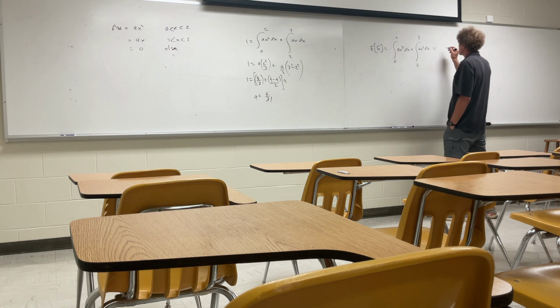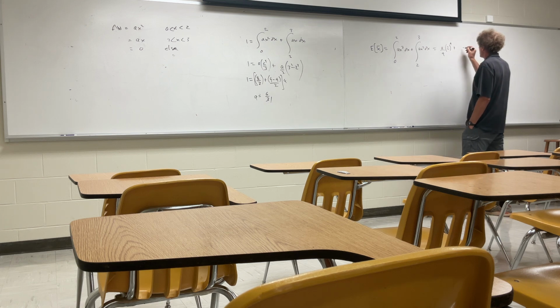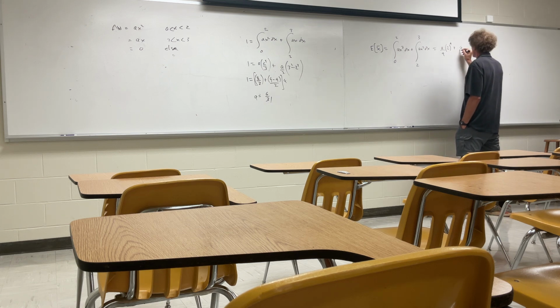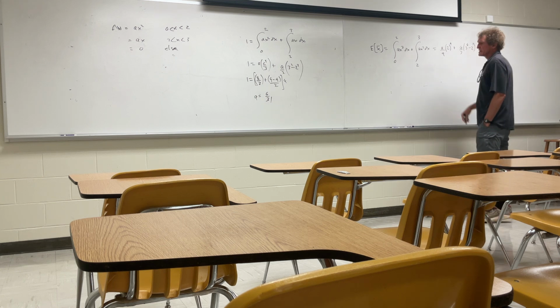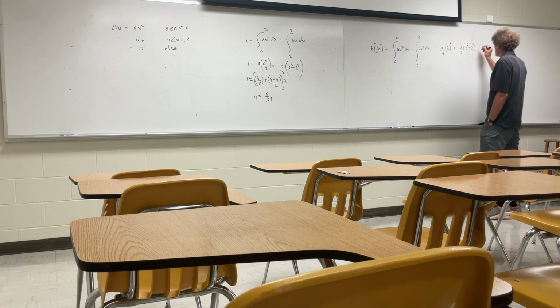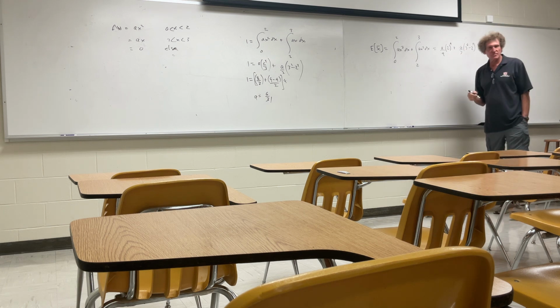If you do this, you can say it's going to be a, and it's going to be x to the 4th over 4, or a over 4, and here you're going to have 2 to the 4th, plus a, and the integral of x squared dx will be over 3, and then you get 3 cubed minus 2 cubed. And a is 6/31, and when you substitute it, I just do the math on this one. What is the value?